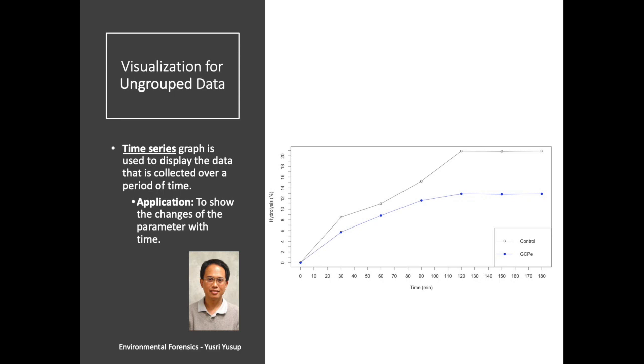So in this graph, you can see that the control line increases with time and it levels out after 120 minutes, while the GOP line levels out at 120 minutes as well, but at a lower magnitude compared to the control line. This graph is mainly used to show these trends, whether they are increasing or decreasing, or maybe increasing and decreasing later. It can be quickly seen in the data if you use this visualization technique.